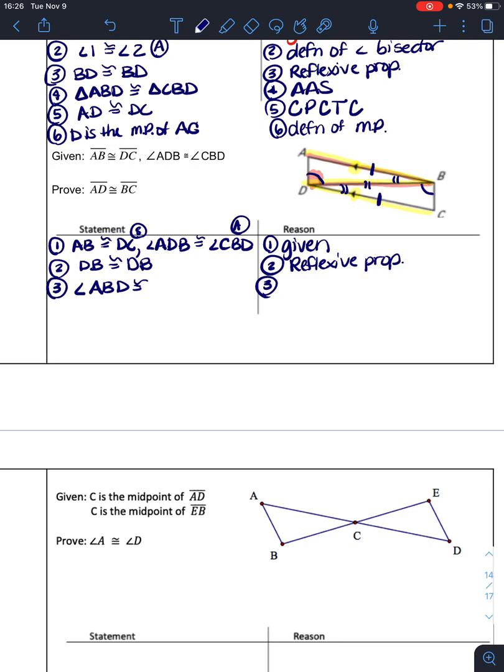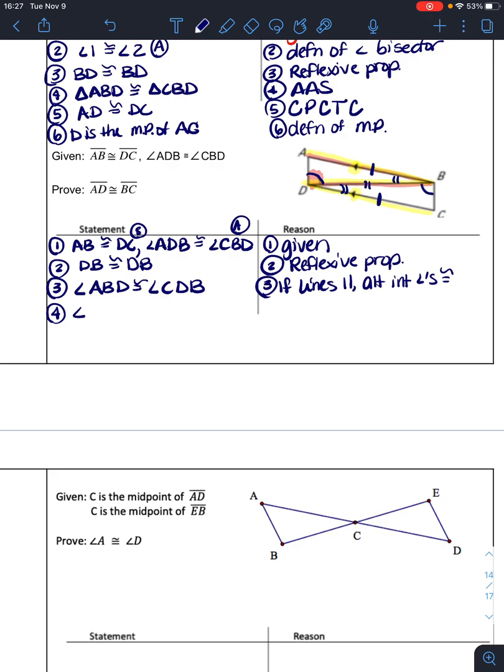ABD is congruent to CDB. Because if lines are parallel, which they were marked that they were, then alternate interior angles are congruent. Okay, now when you look at your picture, yes, I have two sides with that angle, but now I have an angle in between those two sides.